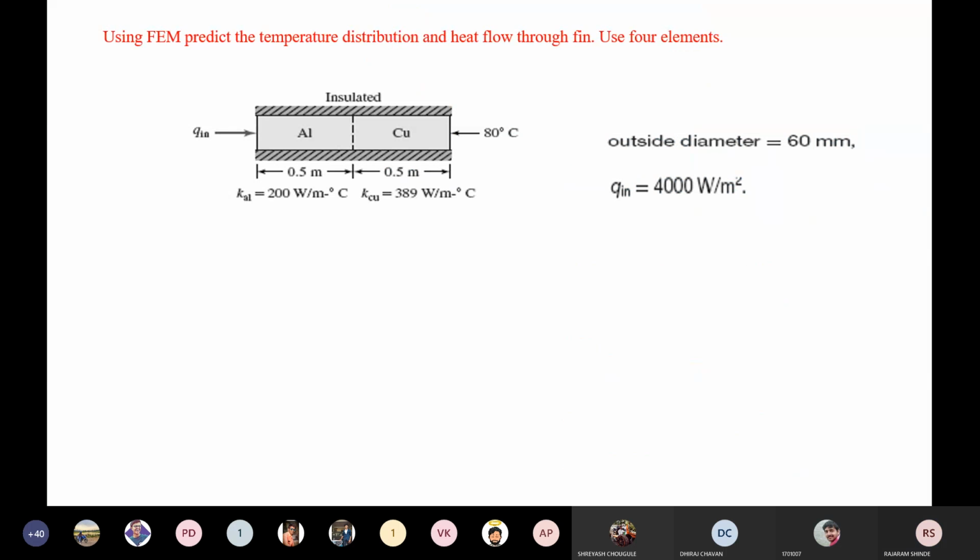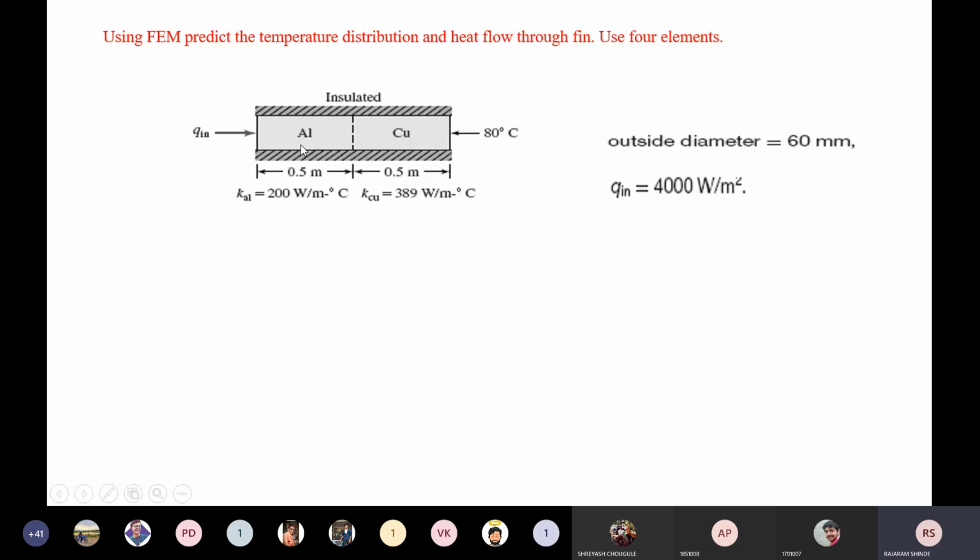Next. Now this is the second problem. Use APM to predict the temperature distribution and heat flow through the fin. Use 4 elements. Here you have to use the 4 elements. Okay. You write down the problem.